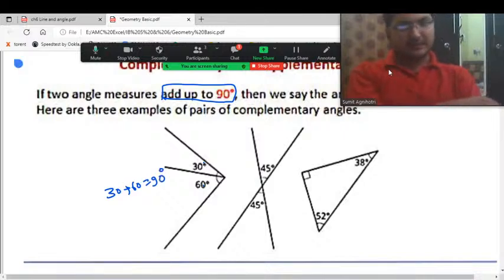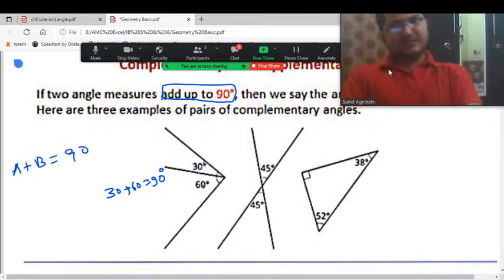I have a question. What if you have 30 degrees, 30 degrees, and 30 degrees? Is that still complementary? No, it's not complementary, because in complementary angles we consider only two angles. Two angles we consider.